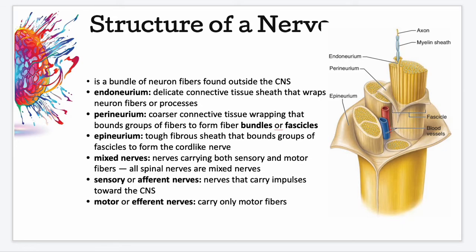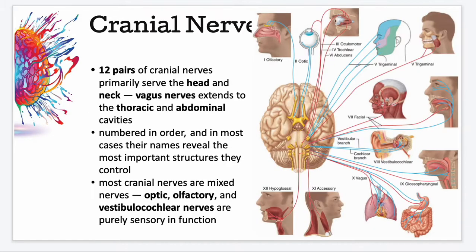Like neurons, nerves are classified according to the direction in which they transmit impulses. Nerves carrying both sensory and motor fibers are called mixed nerves. All spinal nerves are mixed nerves. Nerves that carry impulses toward the CNS only are called sensory or afferent nerves, whereas those that carry only motor fibers are motor or efferent nerves.